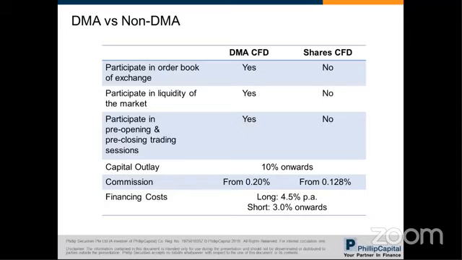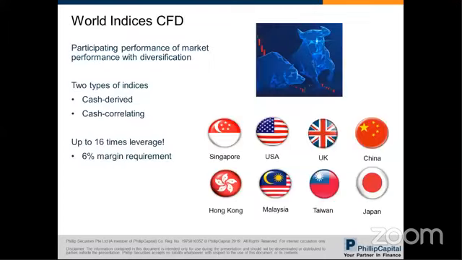Financing costs will be reflected over here, where you can look at the specific counters, and they will display to you when you have the POEMS account itself. The percentage is quoted on a per annum basis, so as long as you hold it on a daily basis, you'll be charged daily.